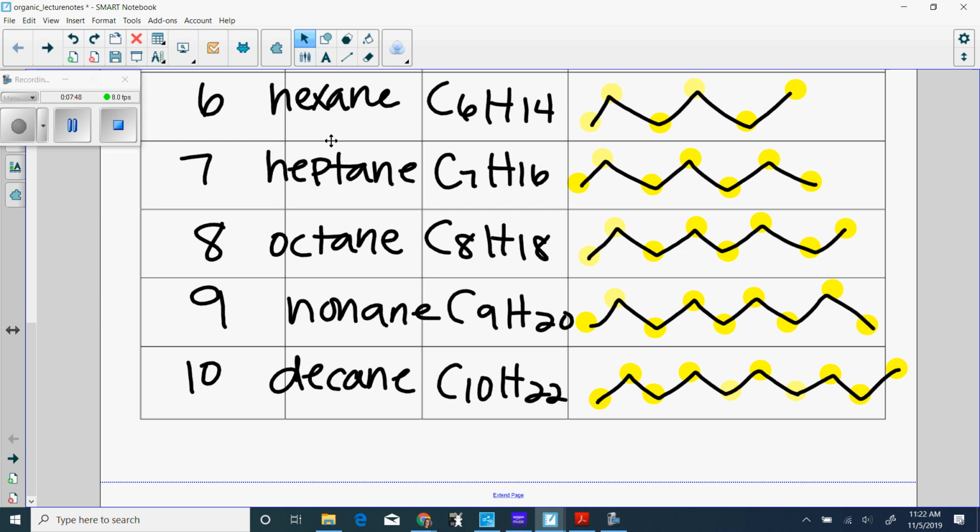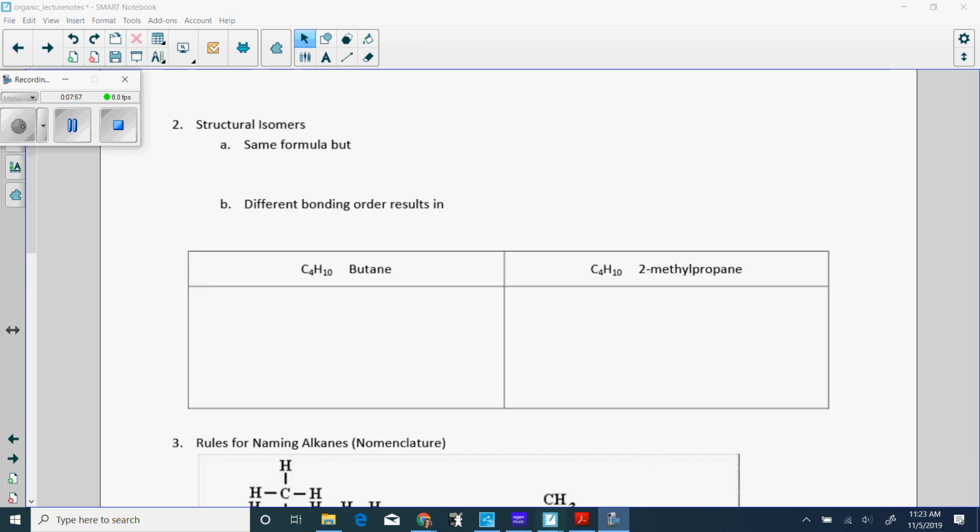And then when the music starts, read them to somebody twice. Methane all the way to decane to help you remember the order. Read them twice.